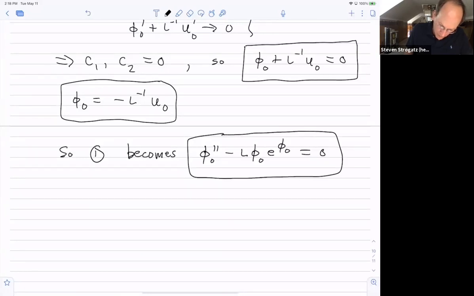That's our equation for phi zero, which is pretty nice because, even though it's quite nonlinear, we can understand it in the form of a conservative system in the phase plane. It's of the form phi double prime plus a function of phi. It's almost like the function of phi is some weird spring. When I look at this, to me, it looks like F equals MA, honestly.